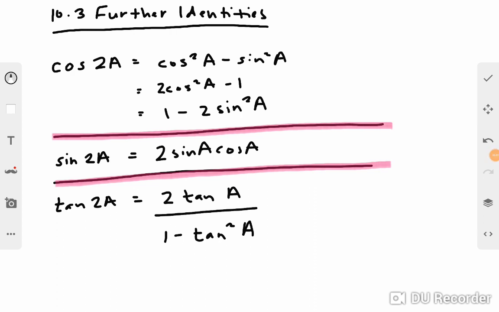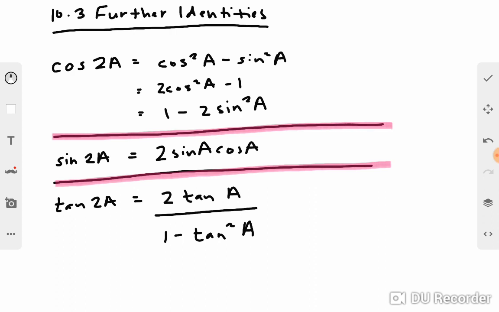Okay, in 10.3, we talk about some more identities, starting with the double angle identity. So we've got the three double angle identities up here, and then of course remember that cosine has got a few variations when we use the Pythagorean theorem. So we can replace cosine squared with 1 minus sine squared, and we can replace sine squared with 1 minus cosine squared, and that gives us the two other versions. Okay, but really if you remember the first line, you're usually pretty good. All right, so there's our three identities.